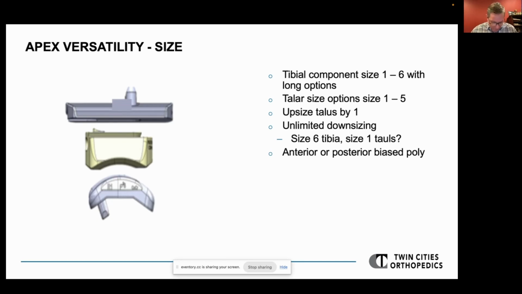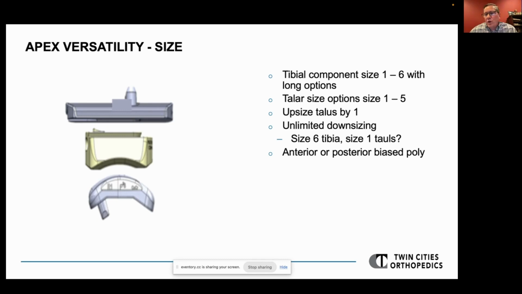The size versatility also is something that I think is valuable. The tibial components range from size 1 to 6 with long options. Again, hopefully trying to maximize that anterior to posterior coverage to make sure we're sitting our tibial component on that good cortical bone. When the design surgeons were designing sizing and positioning of the tibial component, they actually had CT scans of arthritic ankles. So trying to base the sizing off of ankles with arthritis rather than CT scans of tibias without arthritis sort of maximized the options that they have now for achieving good coverage both anteriorly and posteriorly.